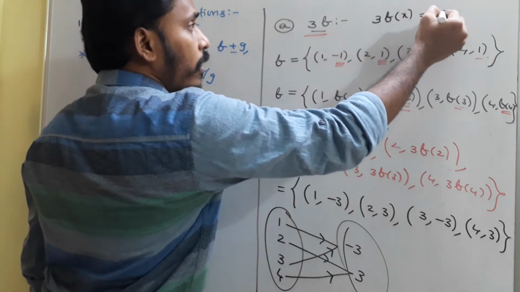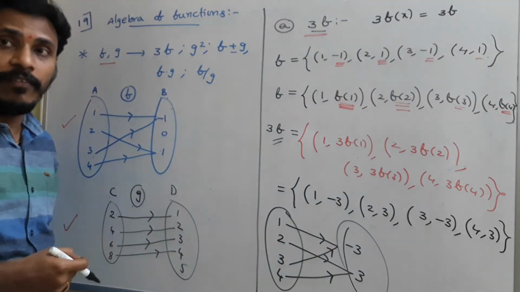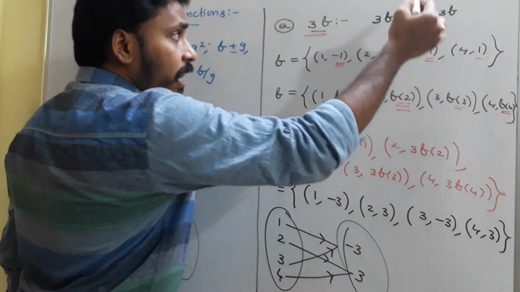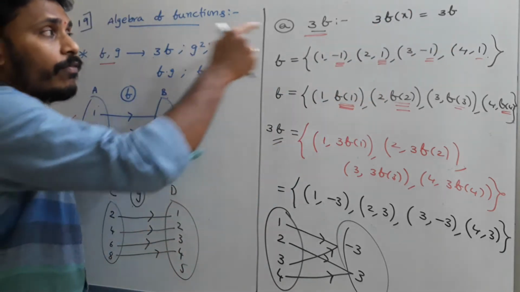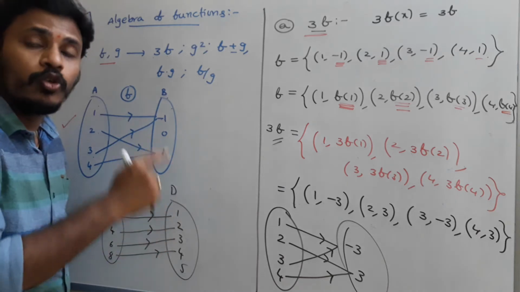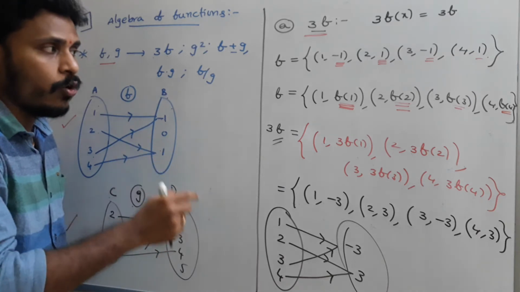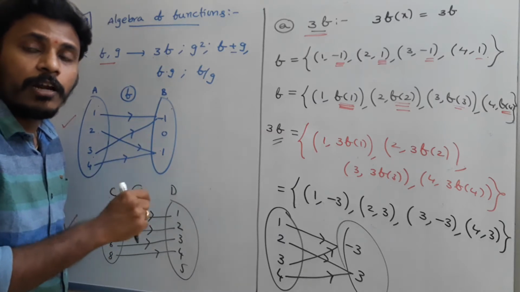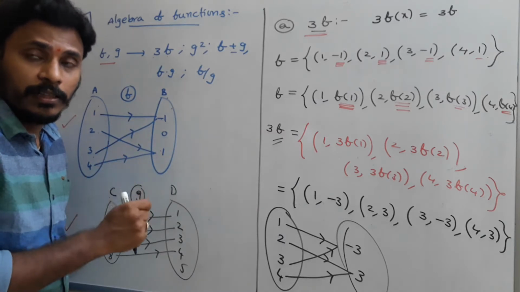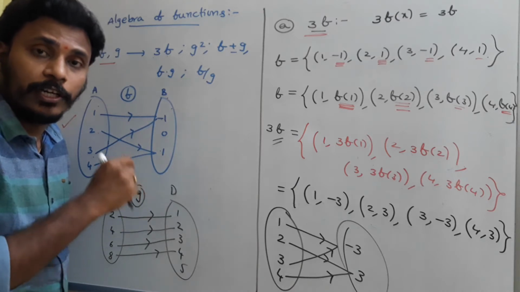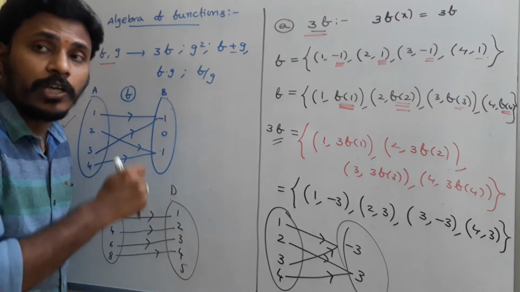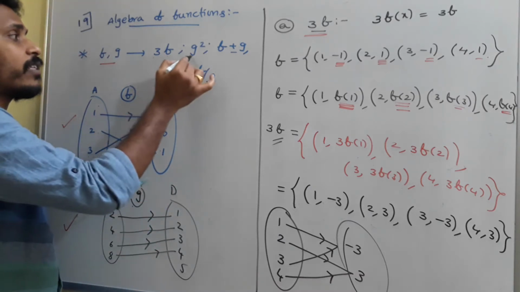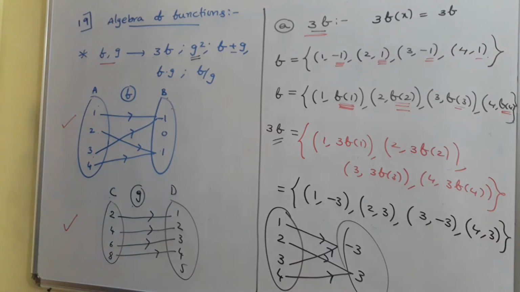So at the end of this discussion we conclude that 3f of x is simply 3 times f of x. Just have a look. So here x connects to f of x, and with the definition of 3f, x connects to 3 times f of x. What I mentioned at the end is that 3f, constant multiplication of a function, is simply multiplying the constant with the second element of each ordered pair of the function. That's my idea. Just have a look, and then I will discuss g square.